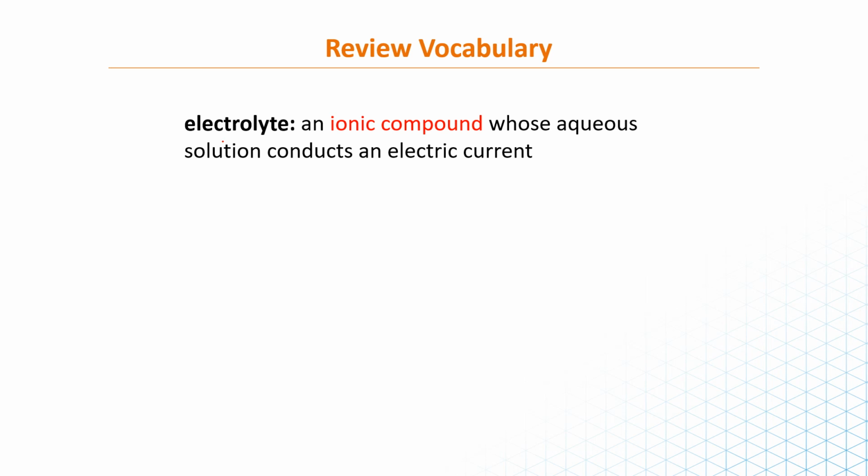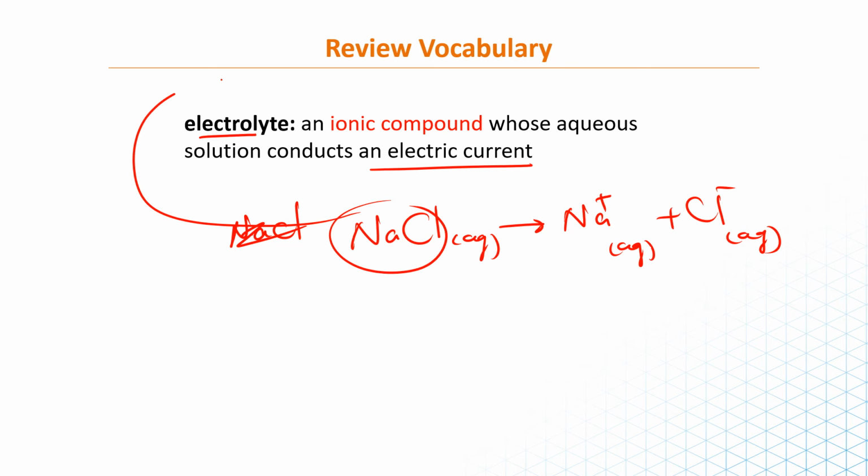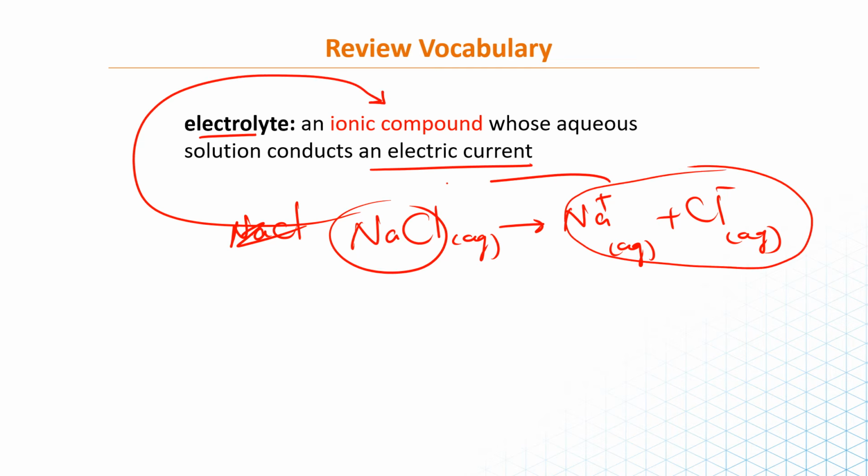And remember that an electrolyte is an ionic compound whose aqueous solution conducts an electrical current. For example, NaCl, AQ, gives Na plus and Cl minus. So this is an ionic compound. ولأنها بتكون أيونات في المي because it makes ions in water, it conducts electricity. So NaCl is called an electrolyte because of this.